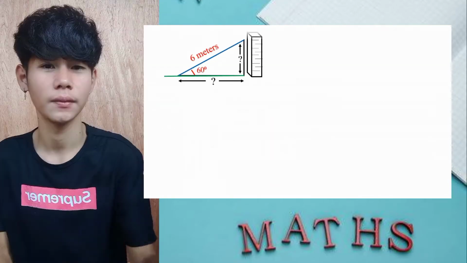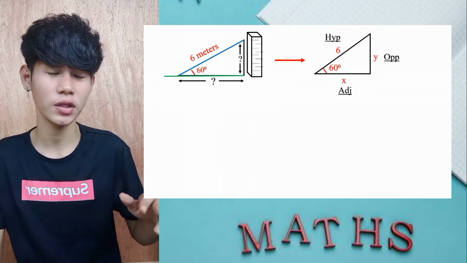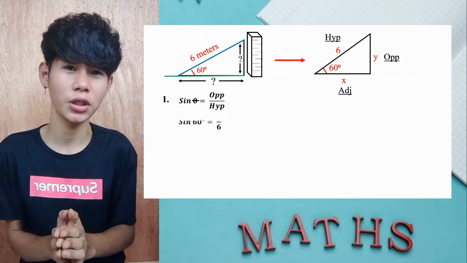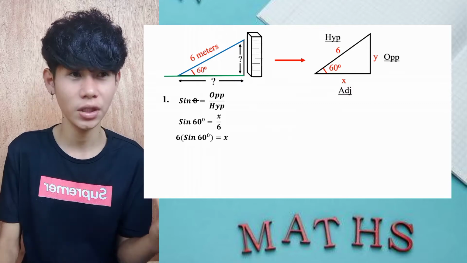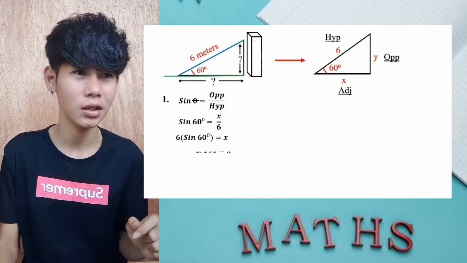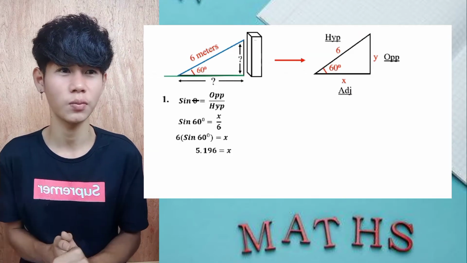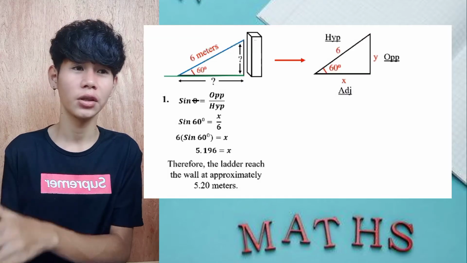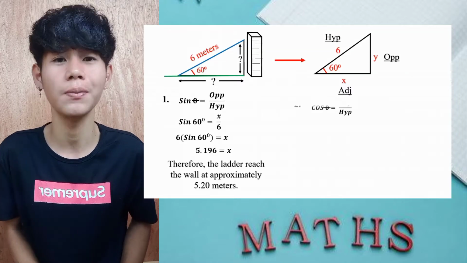So we know that number 1, you need to use the sine. Sine theta equals opposite over hypotenuse. We know that the angle is 60 degrees, so sine 60 degrees is equal to x over 6. X is the opposite and 6 is the hypotenuse, 6 meters given here. Now we need to cross multiply it. Therefore, the ladder reaches the wall at approximately 5.20 meters.